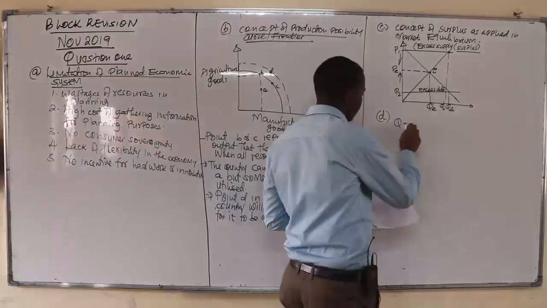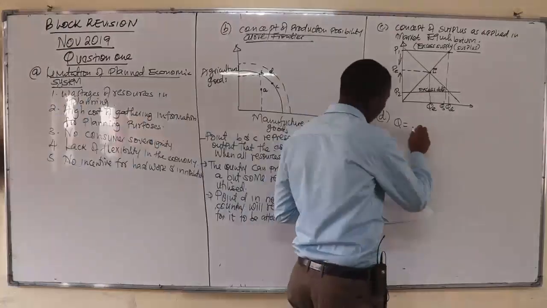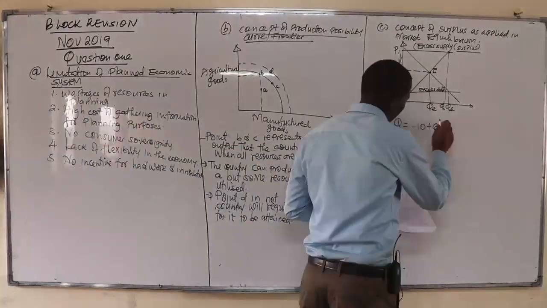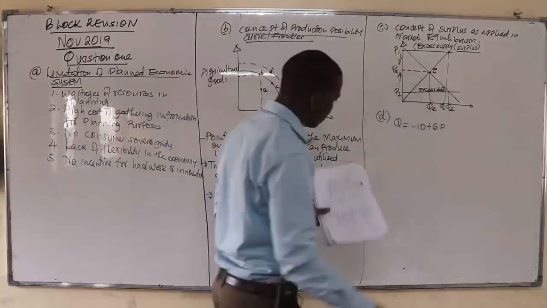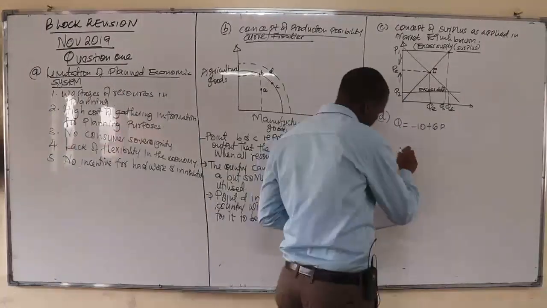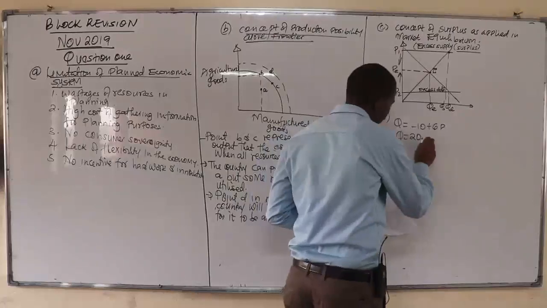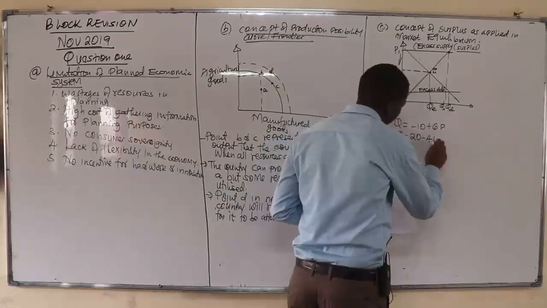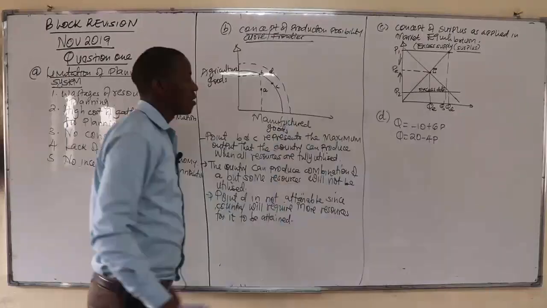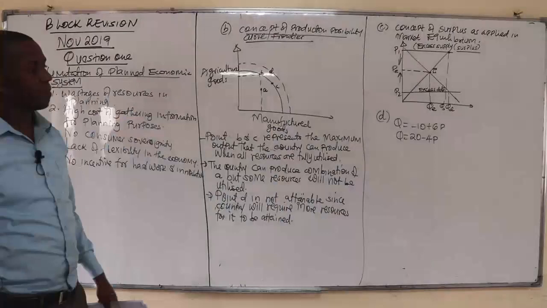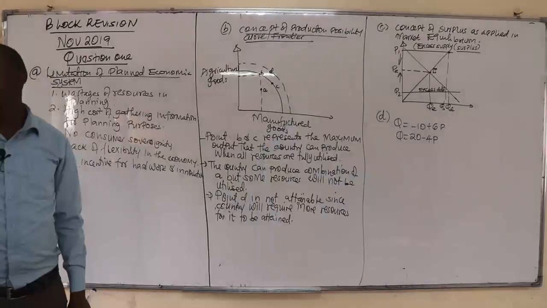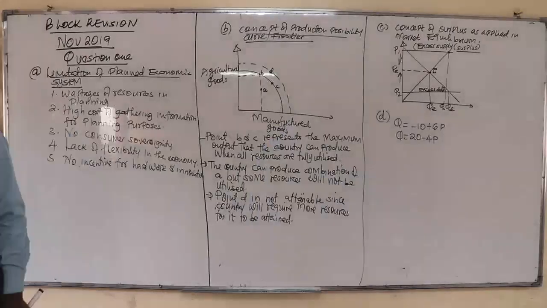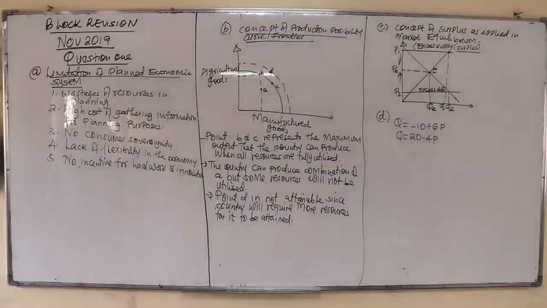So in our case, Q is equal to minus 10 plus 6P. Is this a demand function or supply function? And then we have the second one, which is Q is equal to 20 minus 4P. Now, which is our demand function, which is our supply function? The first one, is it supply or demand? Yes? Supply. Reason?